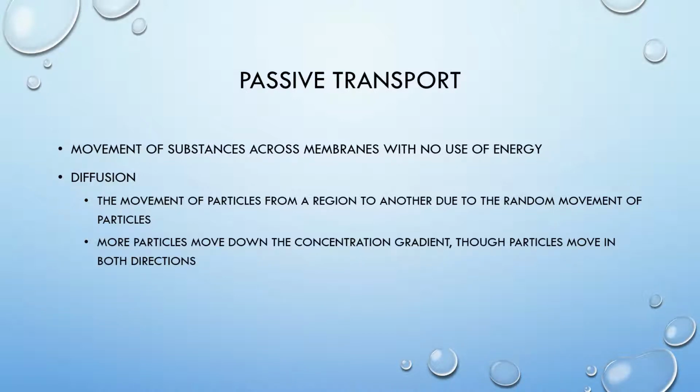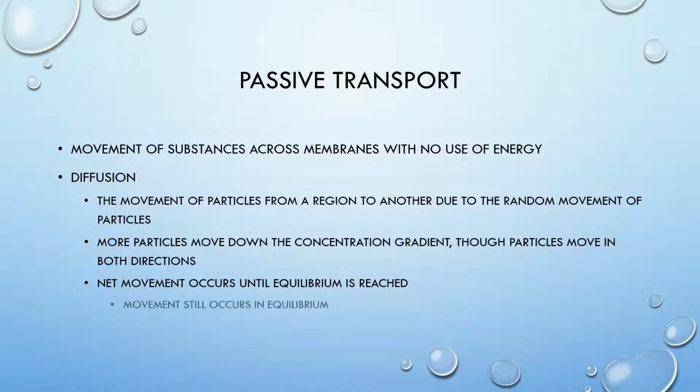More particles move down the concentration gradient, which means that more particles move from a higher concentration to a lower concentration. However, particles still move in both directions, just more particles move down the concentration gradient. Net movement occurs until equilibrium is reached. And even when equilibrium is reached, movement still occurs. However, the amount of particles traveling from, let's say, place A to B and from place B to A are equal, and therefore the concentration of both sides doesn't change, for it is in equilibrium.